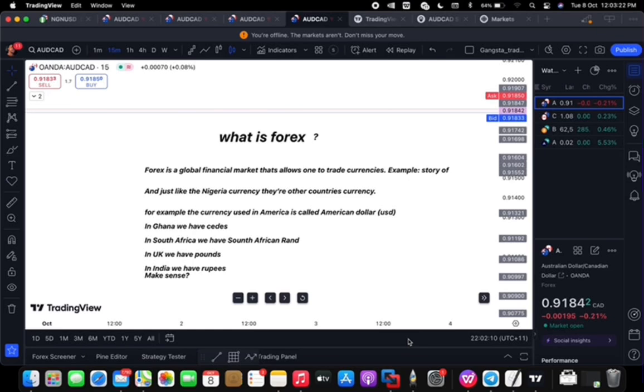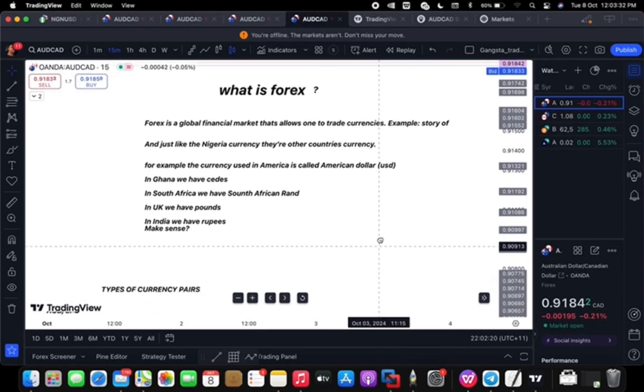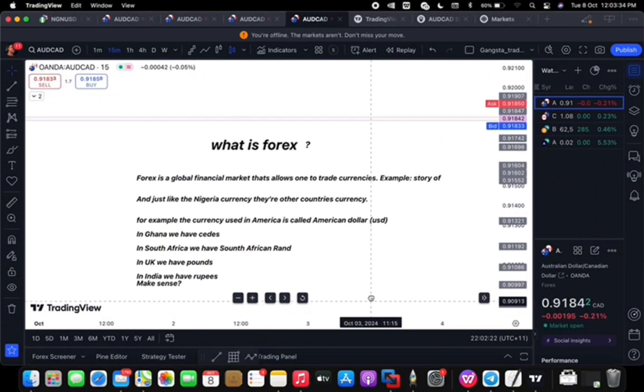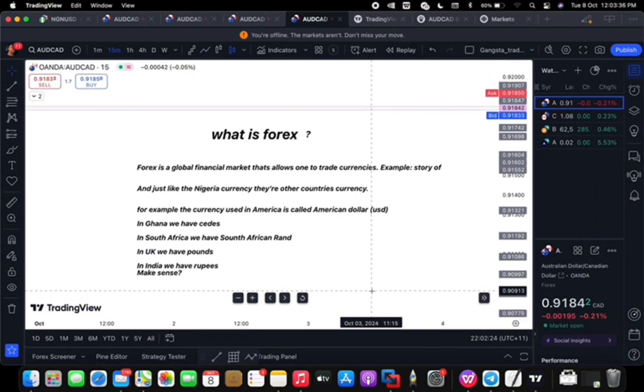So, what is Forex? As you can see on the screen, Forex is a global financial market that allows one to trade currencies, right? A very good example of this: I want you all to imagine a marketplace where goods and services are being sold, except that it's not products or services that are being sold, but currency pairs. So, imagine a place where people sell different currencies of different types.